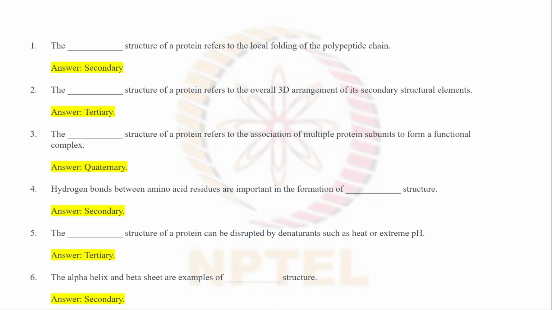So hydrogen bonds between amino acid residues are important for the formation of secondary structure like alpha helix and beta sheets. Then we have tertiary structure. Mostly the denaturants affect the tertiary structure of a protein by changing its environmental conditions. And alpha helix and beta sheets are examples of secondary structure.